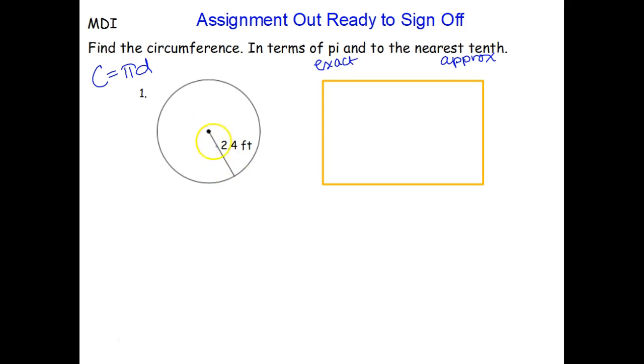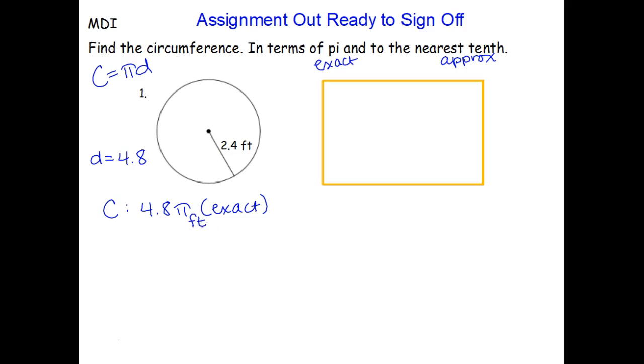In this one they don't give us the diameter, they give us the radius. So we have to multiply that by 2 to get the diameter, so that would be 4.8 feet. So circumference would be 4.8 pi, and this is exact. And make sure we have a label, so that should be feet.